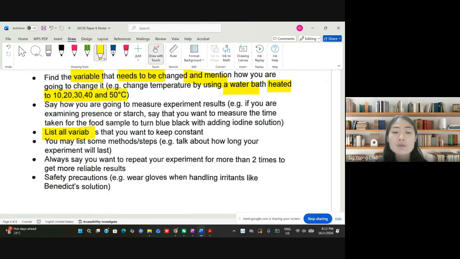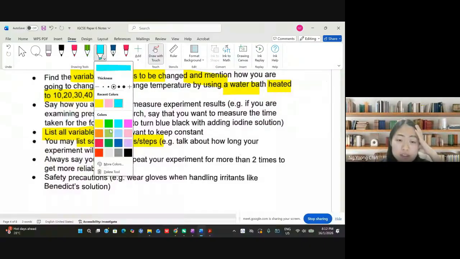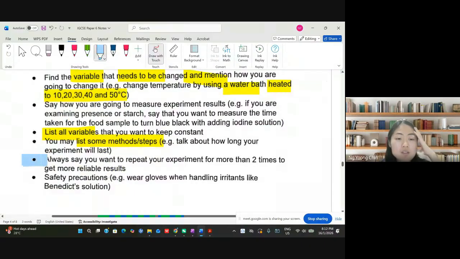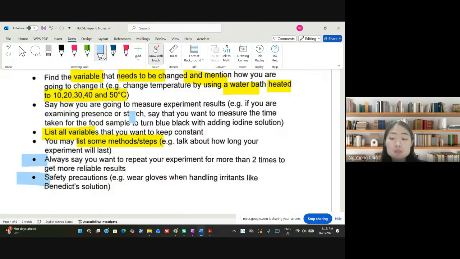And then list all the variables, which are the constant variable, the responding variable, and the manipulated variable. Then you can list down some methods, and how long your experiment will last. This one is very important, and also these last two sentences are super important. Even if you don't know how to answer the question, when you write the procedure part, you can repeat this: repeat the experiment about 2 times to get more reliable results. This is a sentence you can write.